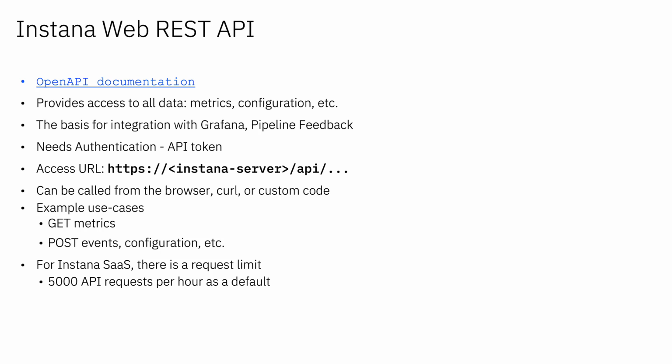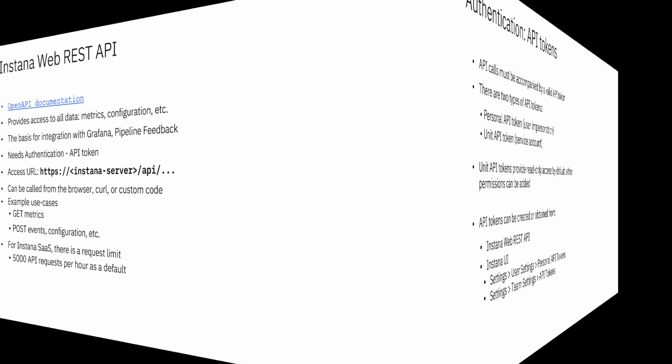For Instana SaaS, there is a request limit, and by default, it's 5,000 API calls per hour. And there are headers in the response that will let you understand how much of the limit you have used and when it will refresh. And if for any reason this fair use limit is not enough for you, there is always the option to talk to a sales representative about increasing that.